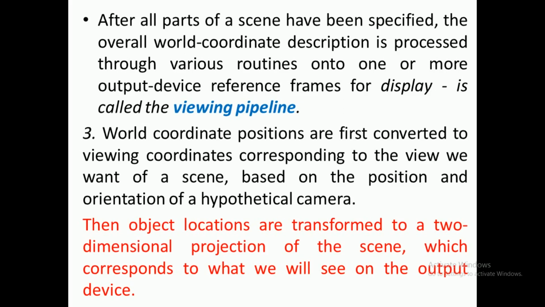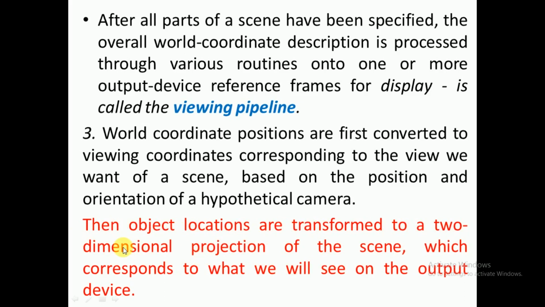The tree is there, but how you are focused is what the hypothetical camera is. Which scene of that object you want to see, that is your hypothetical camera setting, and it has to be converted to viewing coordinates here. Then object locations are transformed to a two-dimensional projection. If it is already 2D, then there is no problem; it will not transform to 2D.